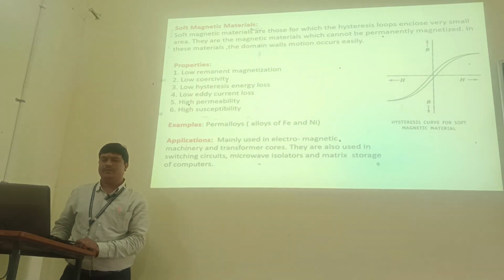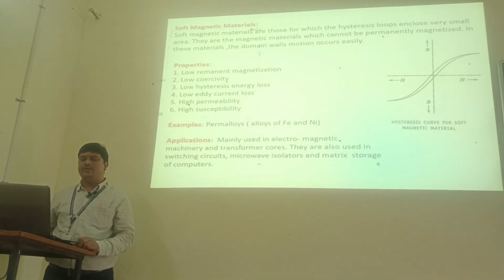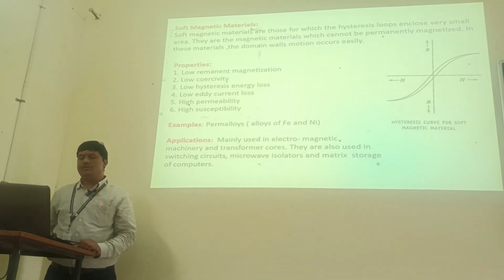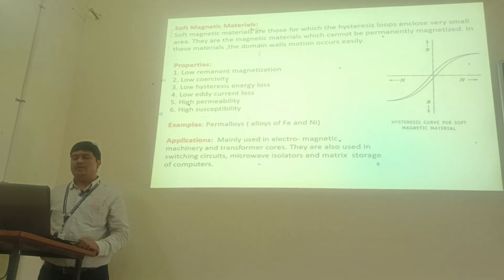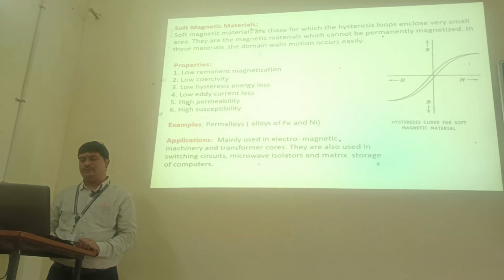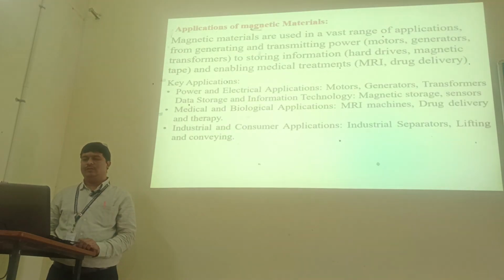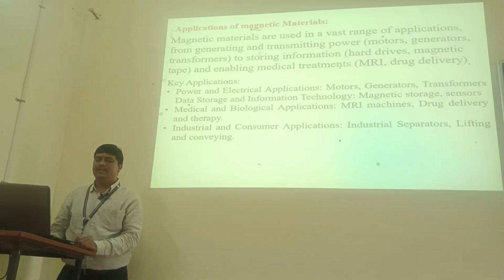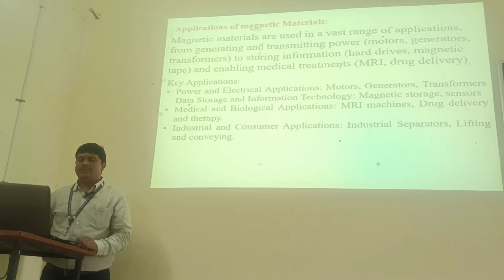The applications of soft magnetic materials are mainly in electromagnetic machinery and transformer cores. They are also used in switching circuits, microwave isolators, and matrix storage in computers. Applications of magnetic materials include power and electrical applications, medical and biological applications, and industrial and consumer applications.